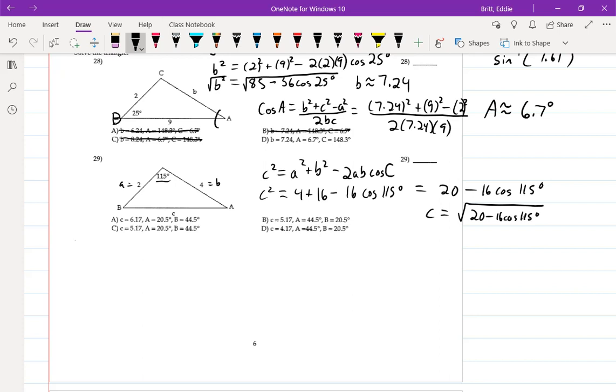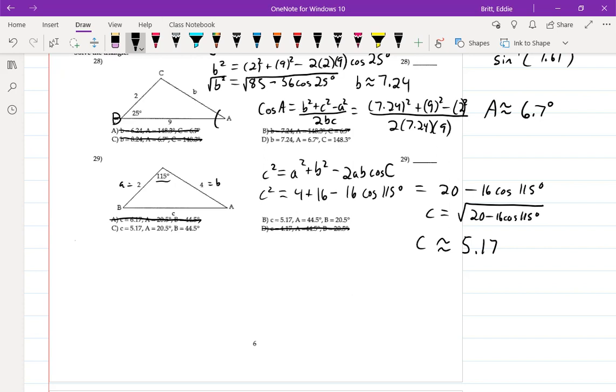All right, so I got approximately 5.17 to 2 places. What I would do is come down here, and anywhere you don't have C equals 5.17, I would mark that answer out. So that means I would mark out answer D, and I would mark out answer A. Okay? So all we need to do now is solve for one of the angle measures.